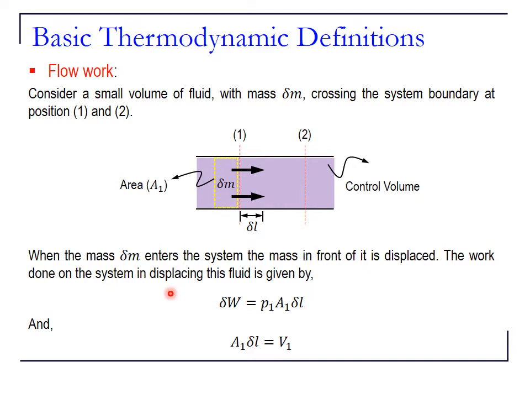we can calculate the work done on the system, delta W, which is equal to the force times the displacement. The force is the pressure, P, times the area. The force times a small distance, delta L, gives us the small work done during this process. Also, the area here times the small distance gives us the volume of that small mass, which is equal to the volume V1.